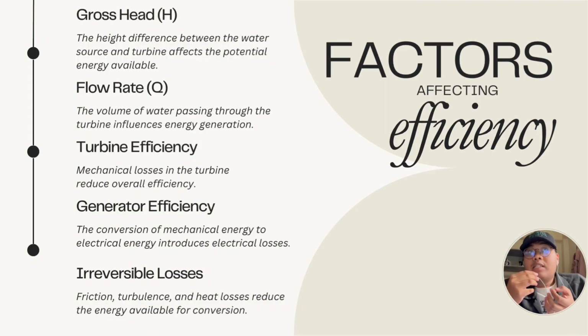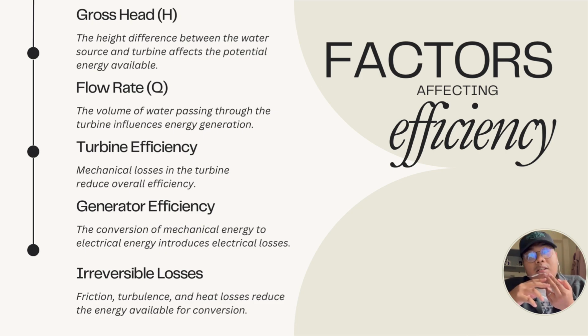The first one is the gross head. Gross head is the height difference between the water source and the turbine, which will affect the potential energy available. The next is the flow rate, which is the volume of water passing through the turbine that will influence the energy generation. And the third one is the turbine efficiency, which covers the mechanical losses in the turbine that will reduce the overall efficiency.